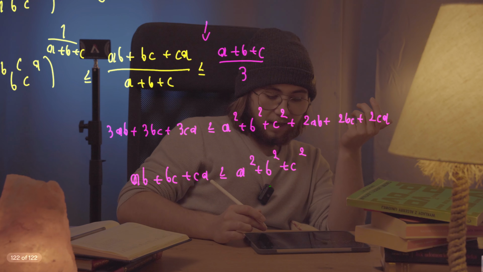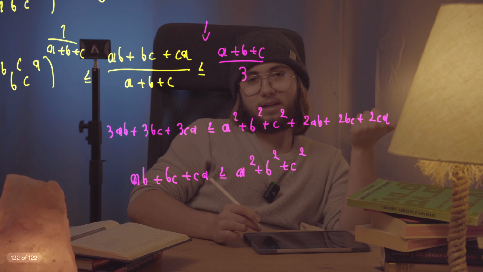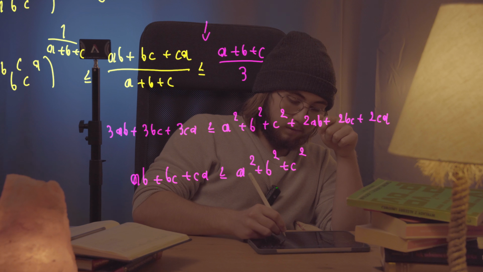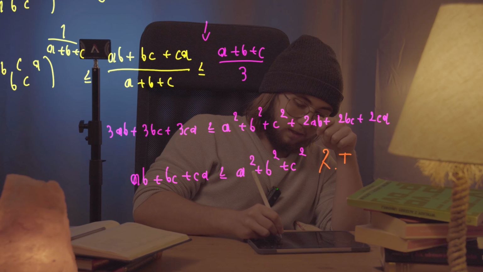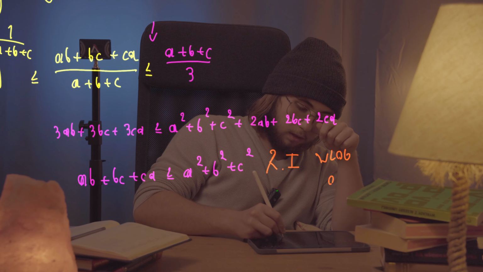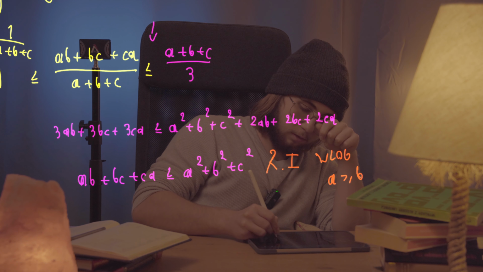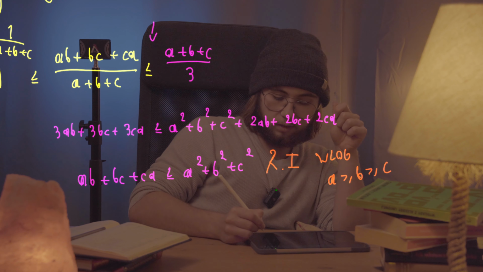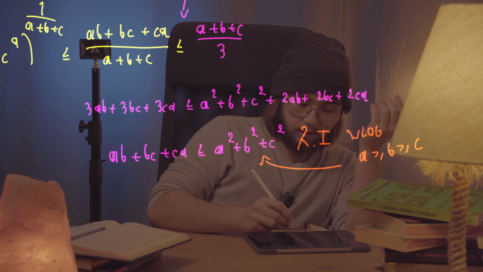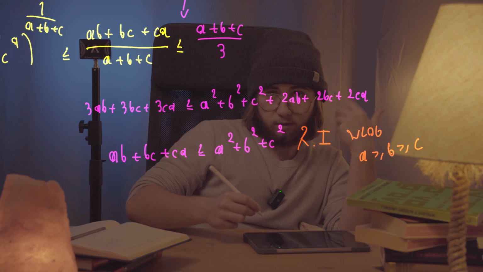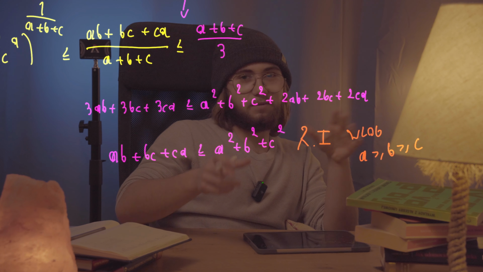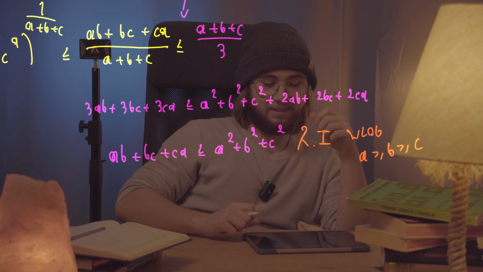But now I can either use the regular AM-GM inequality, or if you see it, use the rearrangement inequality, which is going to state that when I assume without loss of generality that a is greater than or equal to b, which is greater than or equal to c, then it will directly imply this statement here. And if you don't know the rearrangement inequality, which by the way, the previous video on this channel is about, so go and check it out.